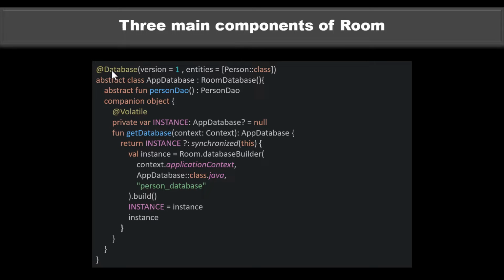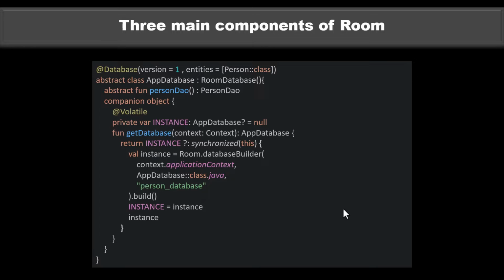Alright, and we have annotated it with @Database, and we need to pass some parameters there, but don't worry about that for now. We'll be creating this database class and I'll explain each and every line of this code, so don't worry about that. So in simple words, you can assume these three components as, let's take the example of a restaurant.